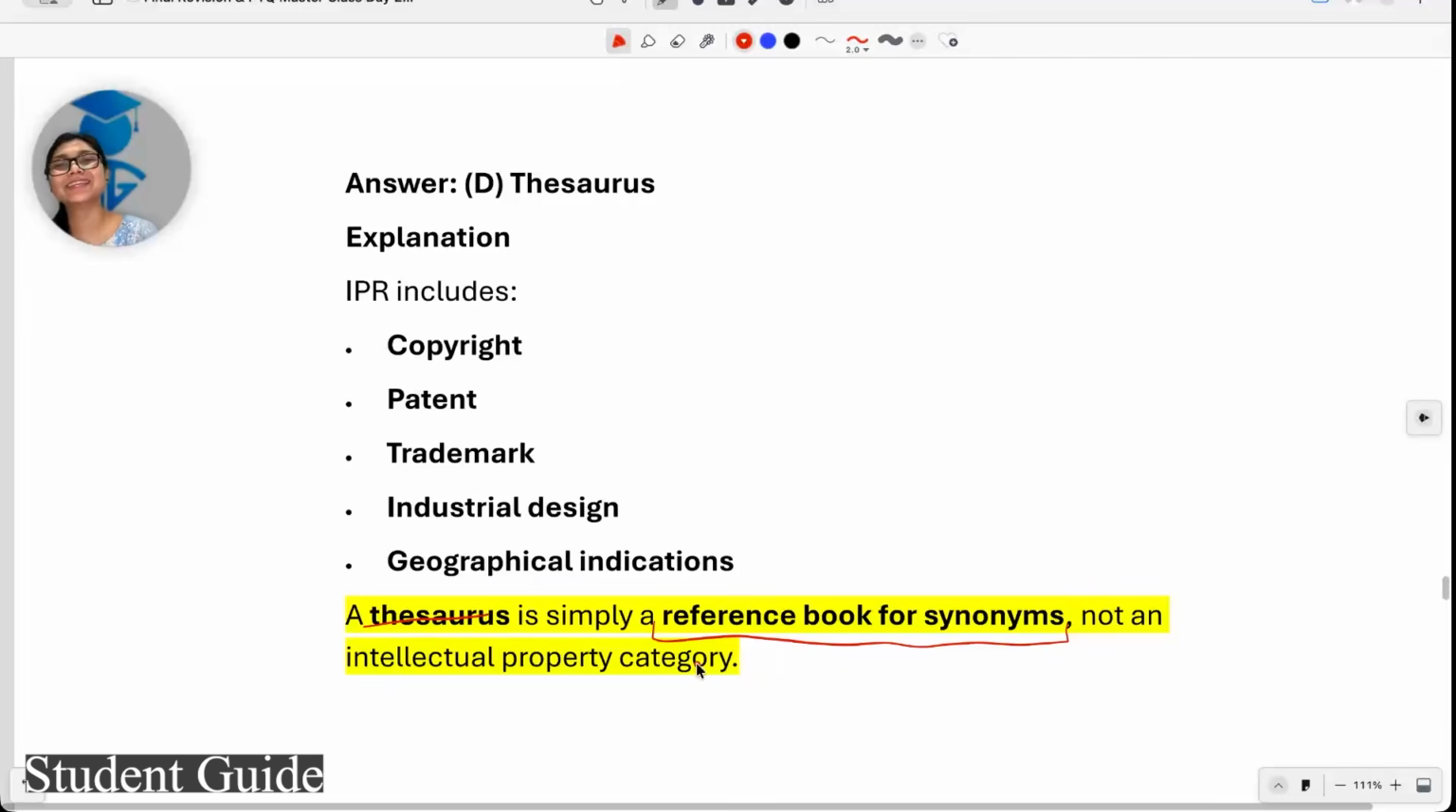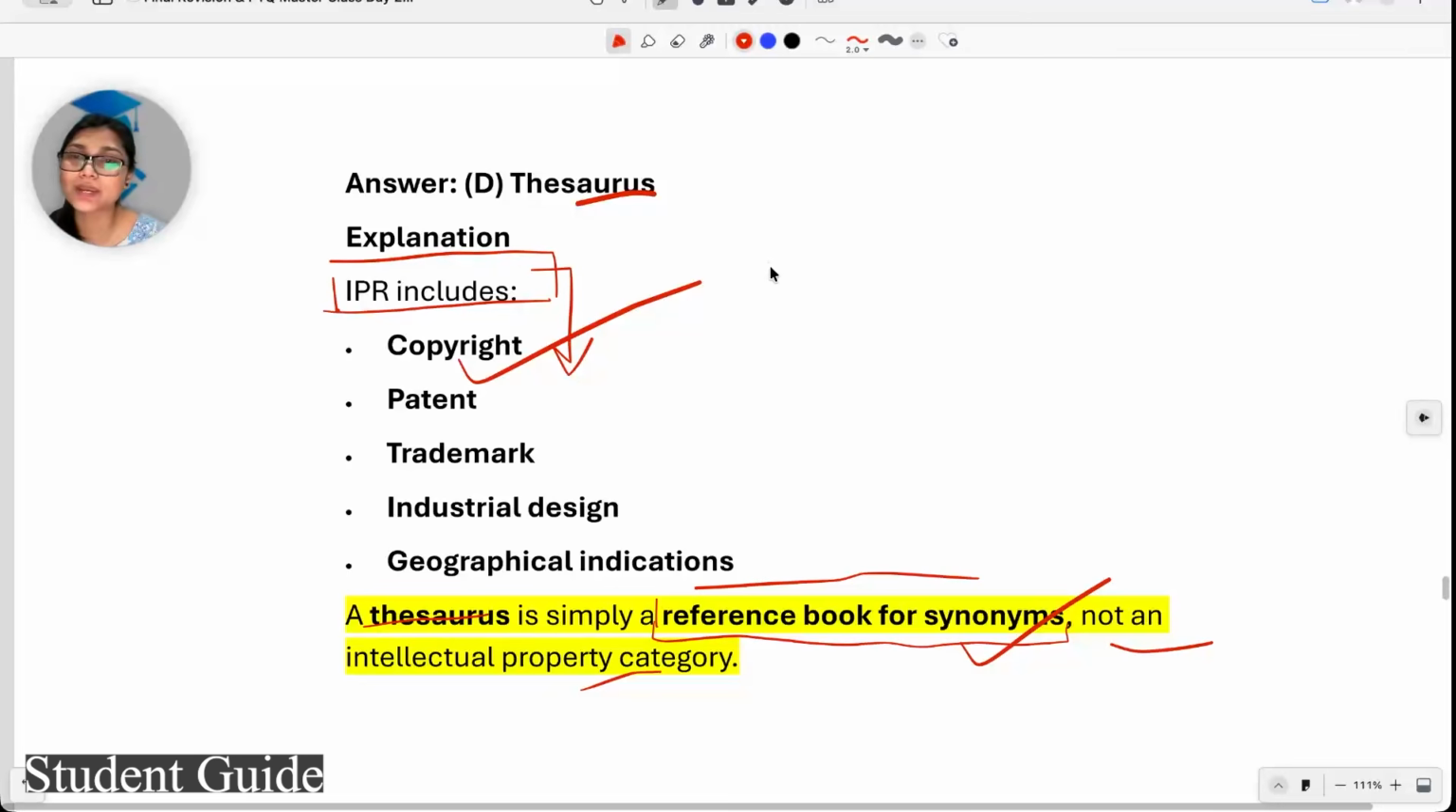Okay, in case the question comes in the coming exam, what is a thesaurus, you need to know that it is a reference book for synonyms. Not an intellectual property category, but you need to know what the intellectual property categories are. Those are basically copyright. If you have copyright of something that is your own, others cannot copy it. If they do, they will get a legal notice.